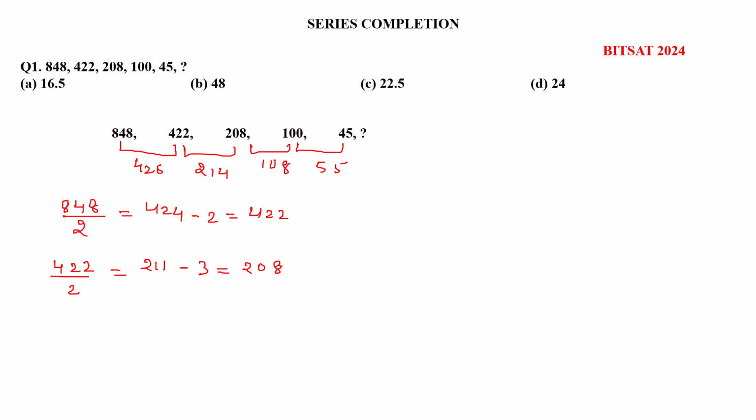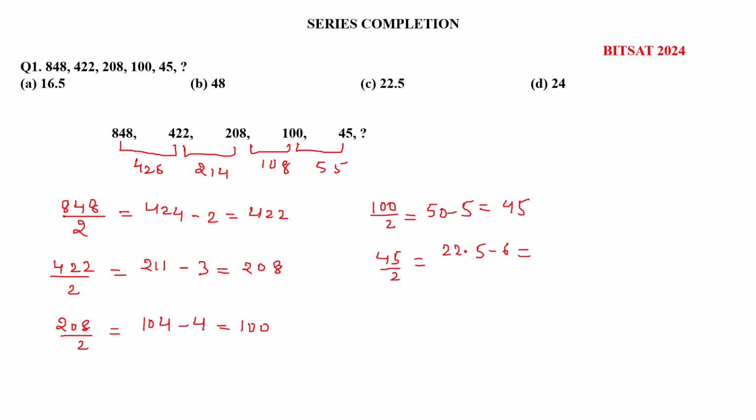You have to divide the number by 2 and subtract. First you subtracted 2, then 3. So next maybe you have to subtract 4. So 104 minus 4, I am getting 100. Next again 100 divided by 2, you will get 50, and 50 minus 5 is 45. So till now the same pattern is followed. After that 45 by 2 you will get 22.5 and now you have to subtract 6 from it. So you will get 16.5. So A is the correct option.